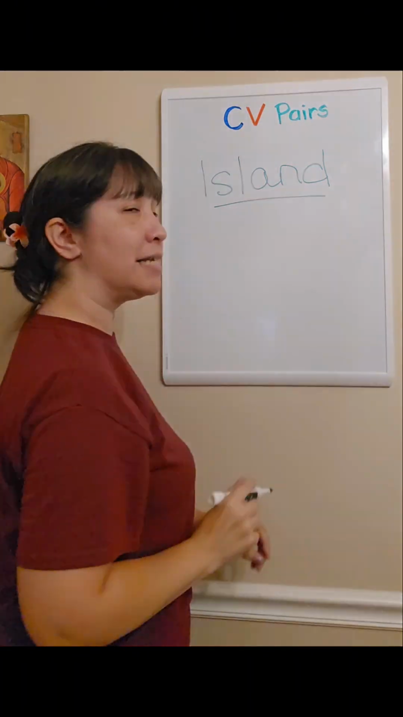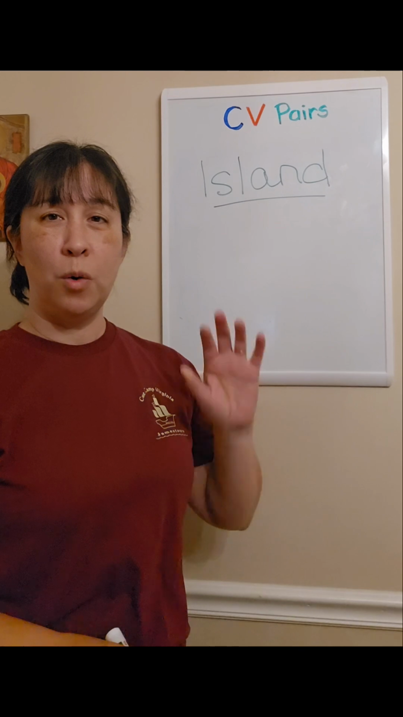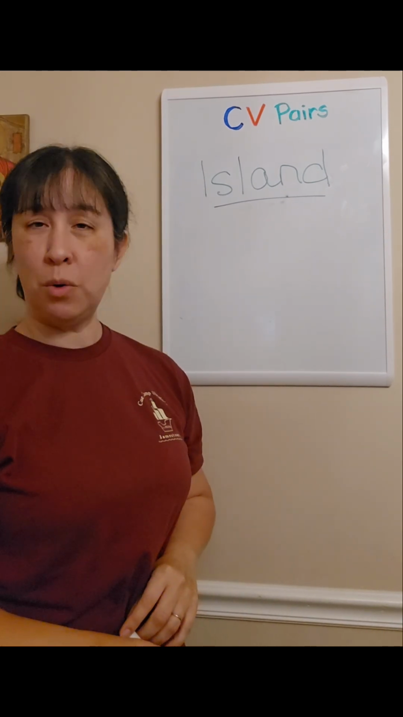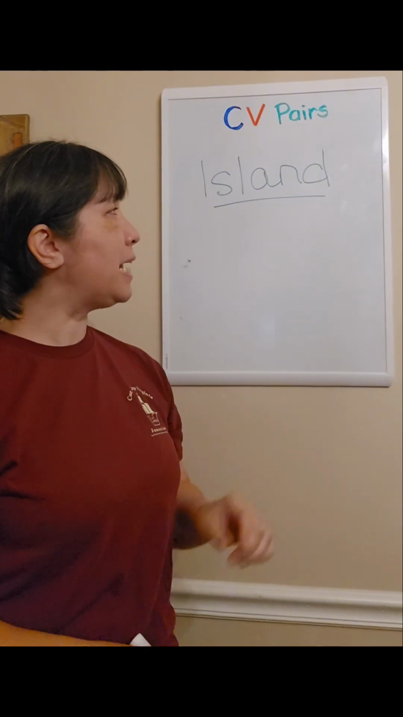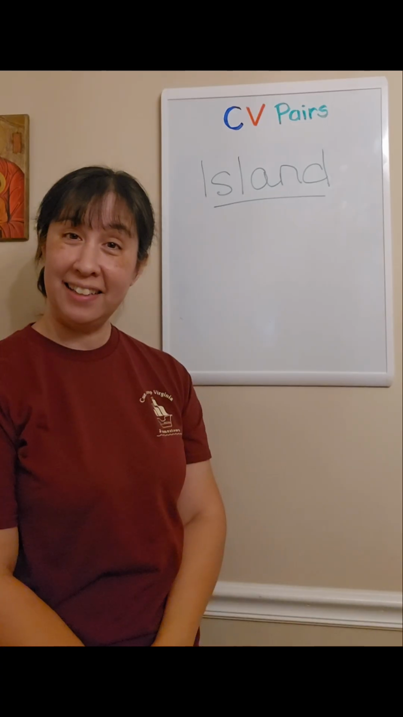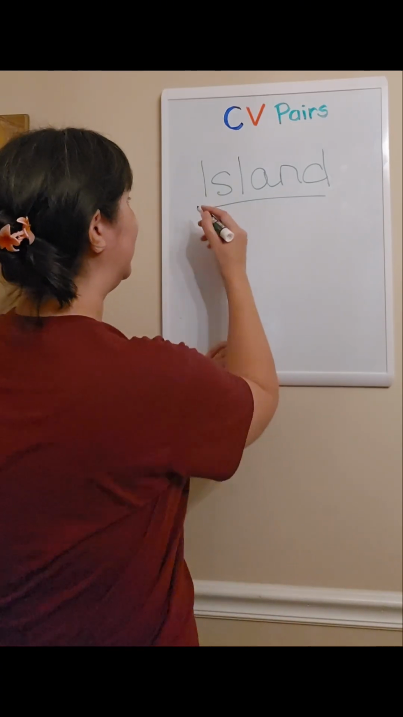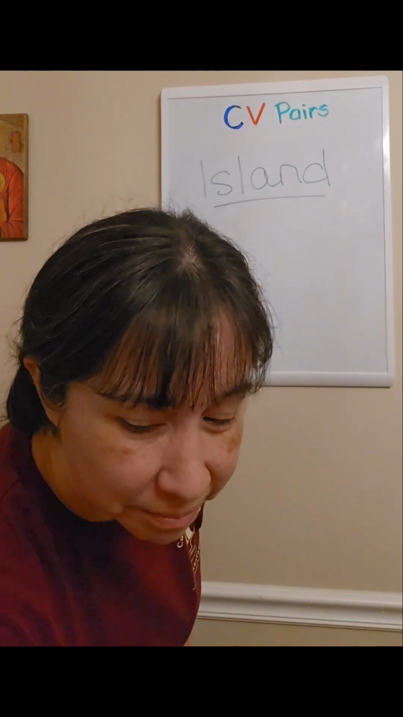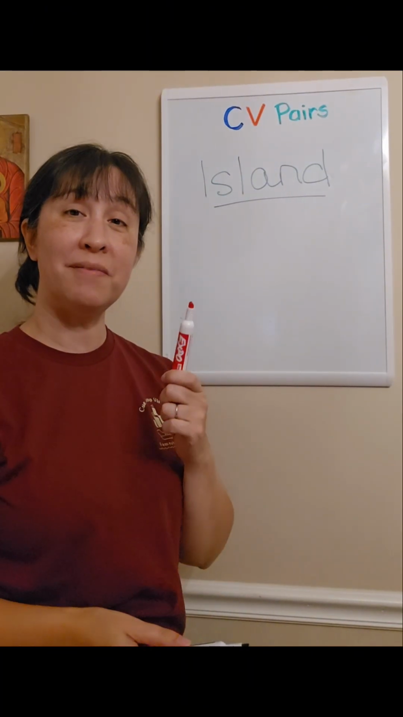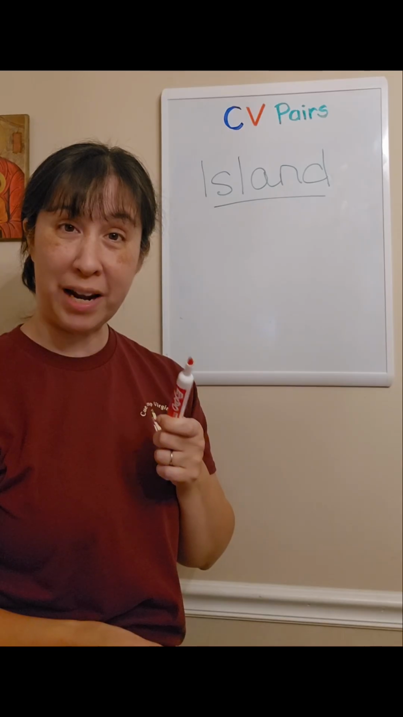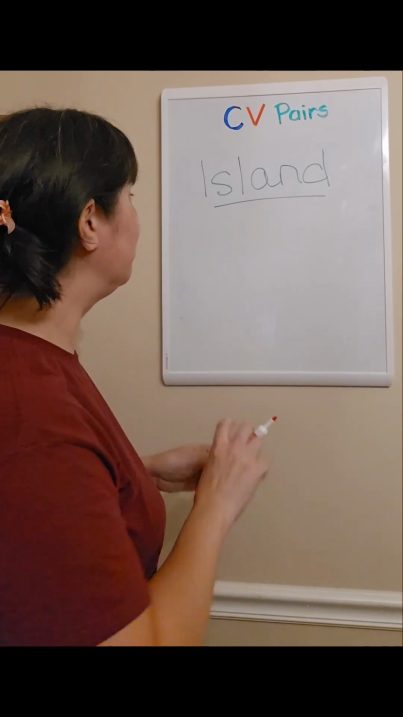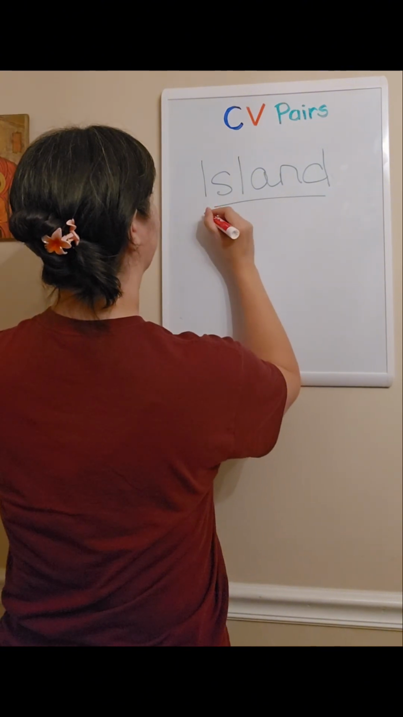I chose a nice scary word here with lots of strange spelling just to throw you off. Don't let it fool you. The first sound you hear is I. So I'm going to write with my blue marker. And I is a vowel sound, right? So I'm going to write I with my red marker.